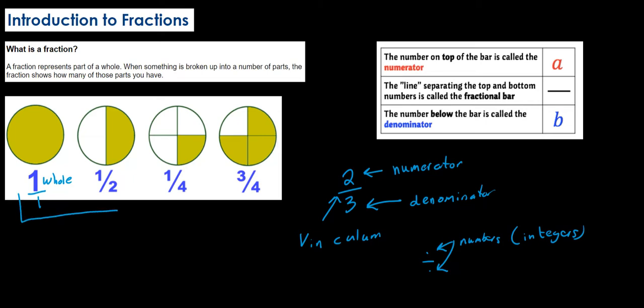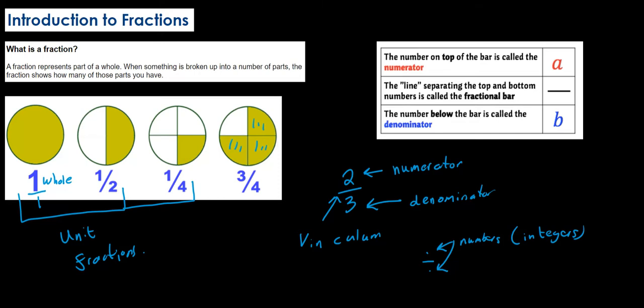So these are called unit fractions. Because the numerator is 1. This is a unit fraction as well. And this means that we have 3 parts here: 1, 2, 3, and there are 4 parts in total. So the denominator refers to how many parts make a whole.